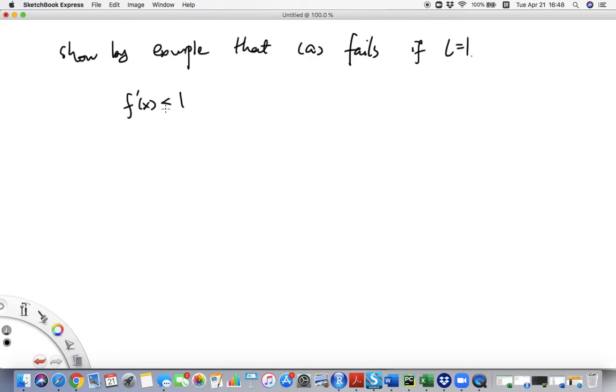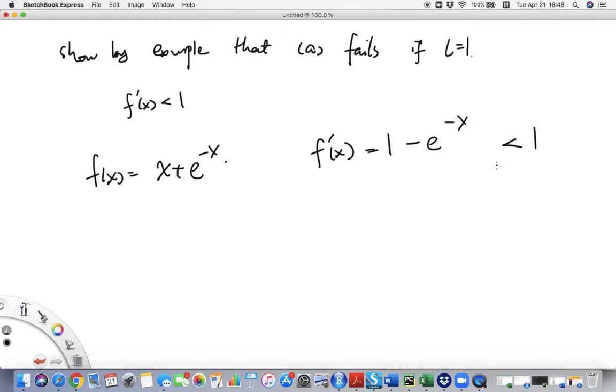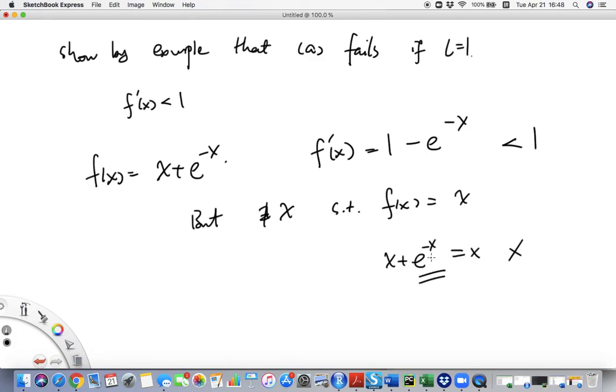Okay. So let's take, say, f of x equals x plus e to the minus x. Then f prime of x is equal to 1 minus e to the minus x, and we know that's strictly less than 1. But there does not exist an x such that f of x equals x, because that would imply x plus e to the minus x equals x, and that's impossible because e to the minus x is always strictly greater than 0.